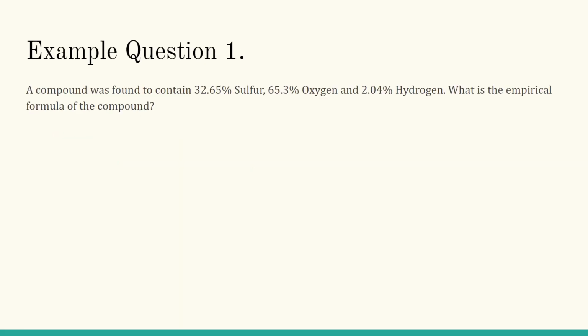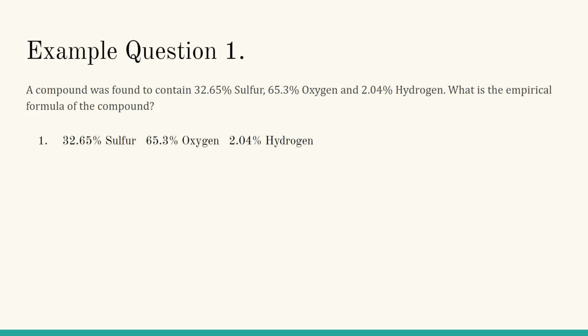This problem here is a basic problem, and it says that we have a compound that contains 32.65% sulfur, 65.3% oxygen, and 2.04% hydrogen. And it's asking us, what is the empirical formula of this compound? So our first step is normally to get it to a percent. This question was gracious enough that it already gave us a percent, so we can take that percent directly.